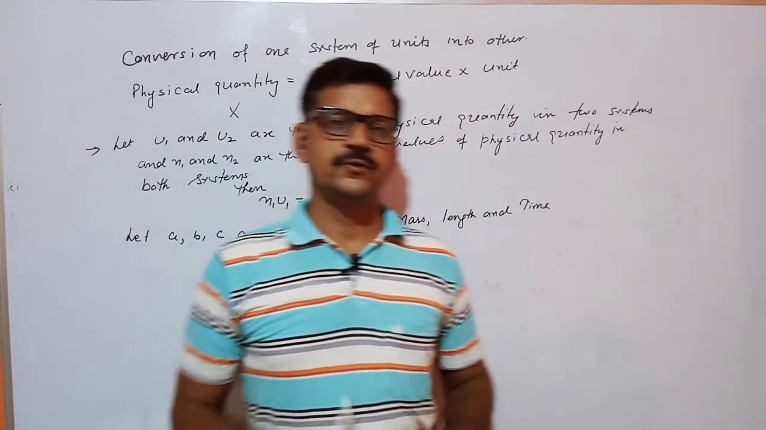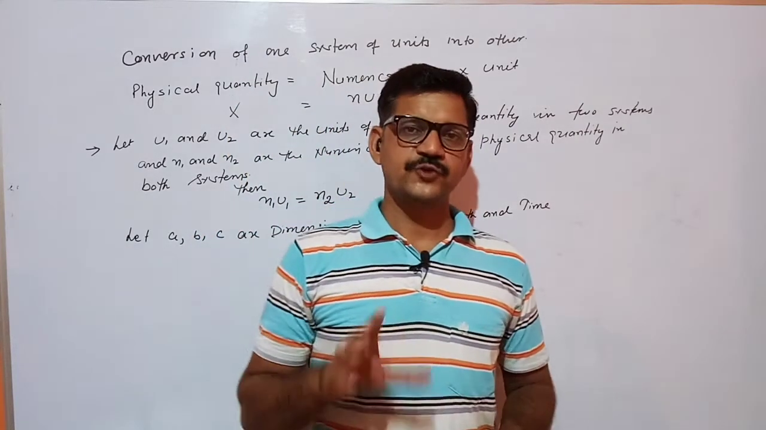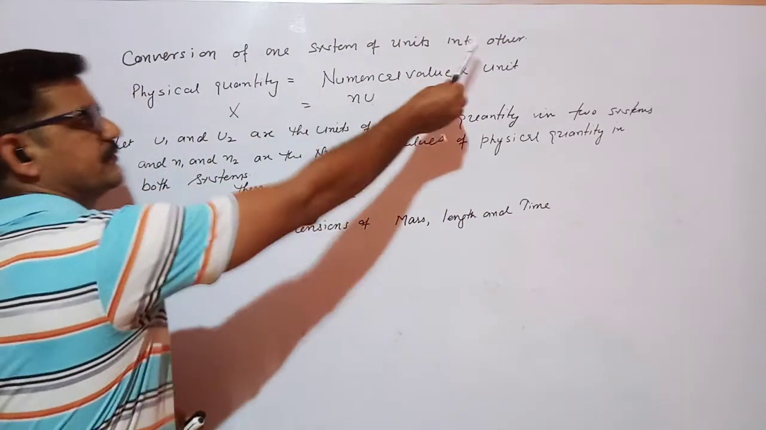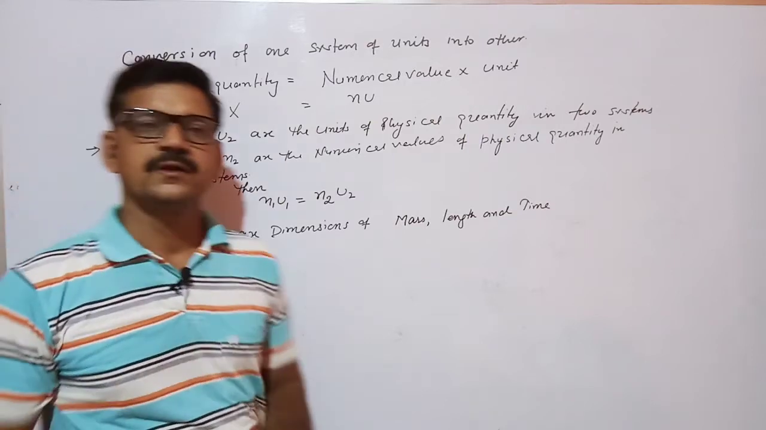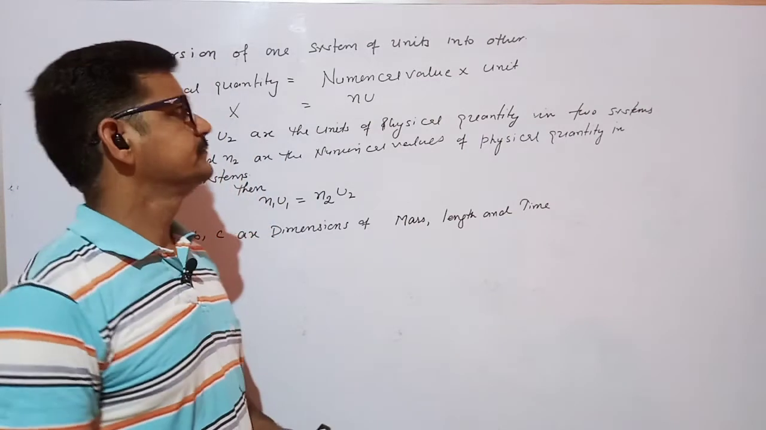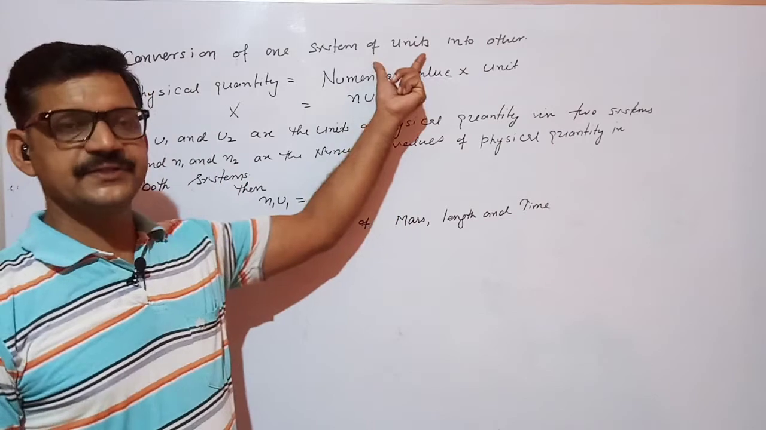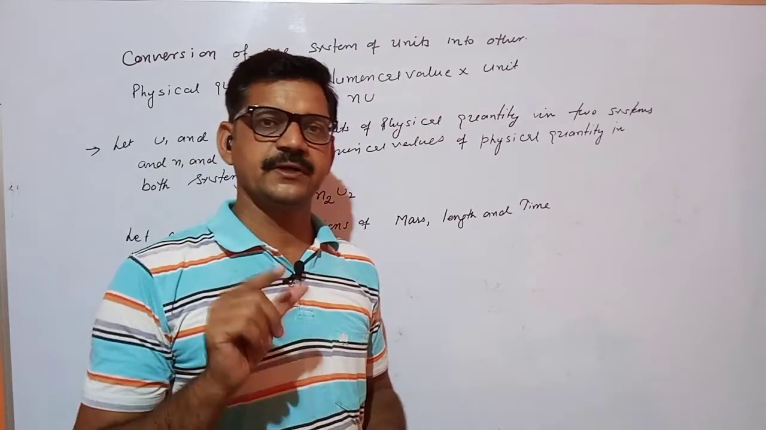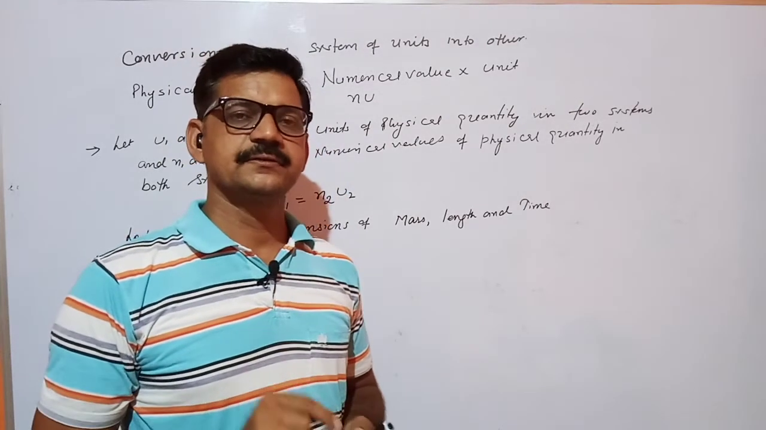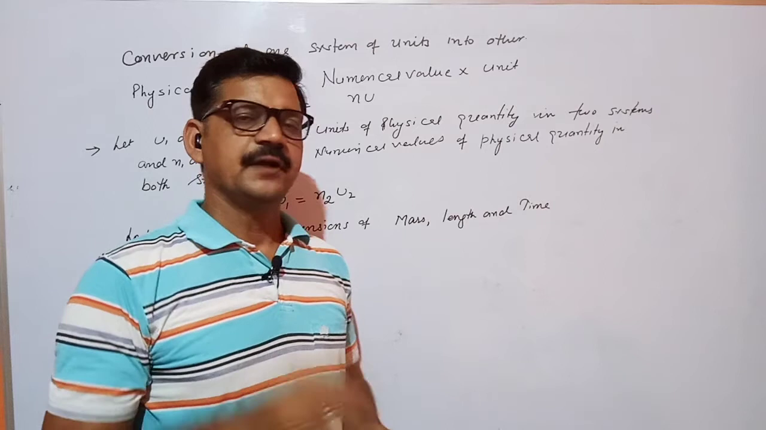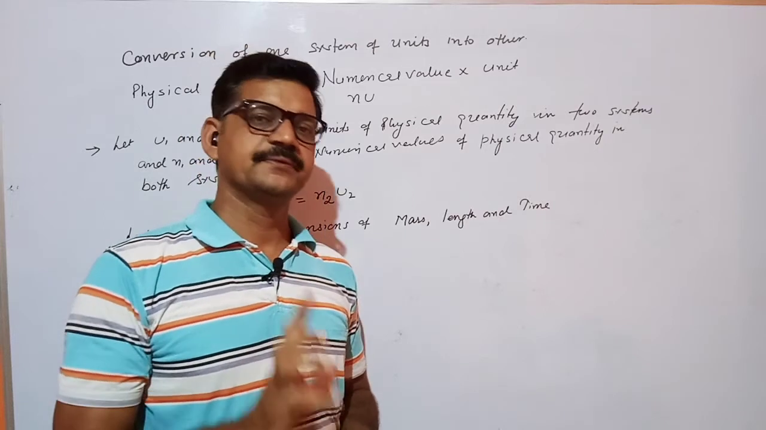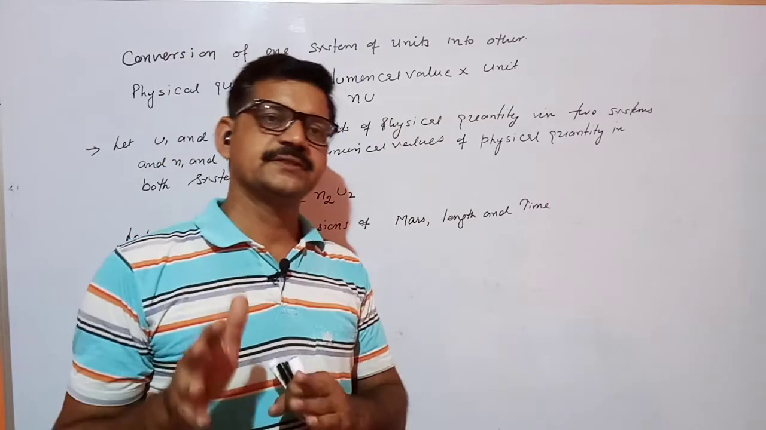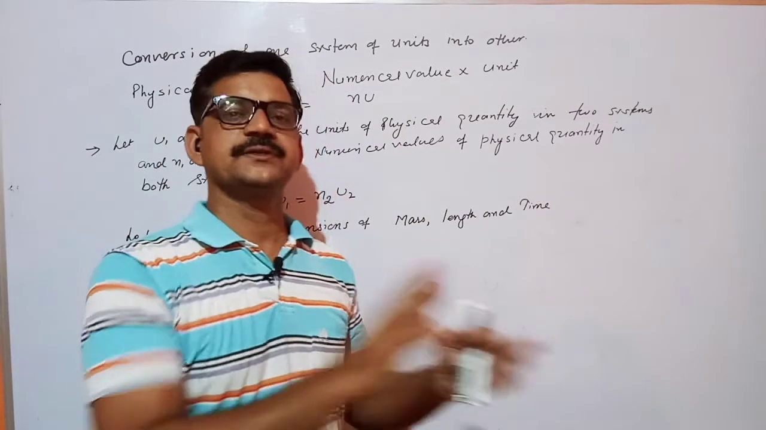Hello students, today we are going to discuss the third use of dimensional equation, and that is conversion of one system of units into other. Dear students, we have seen that there are various systems of units. We have seen there is the SI system of units, that is Système International, the CGS system of units, and the FPS system of units, and also we have studied the MKS system of units. We can convert any of these systems of units into another system of units.